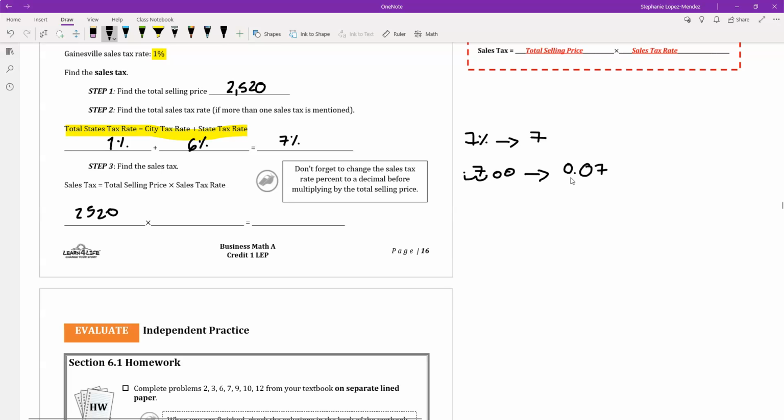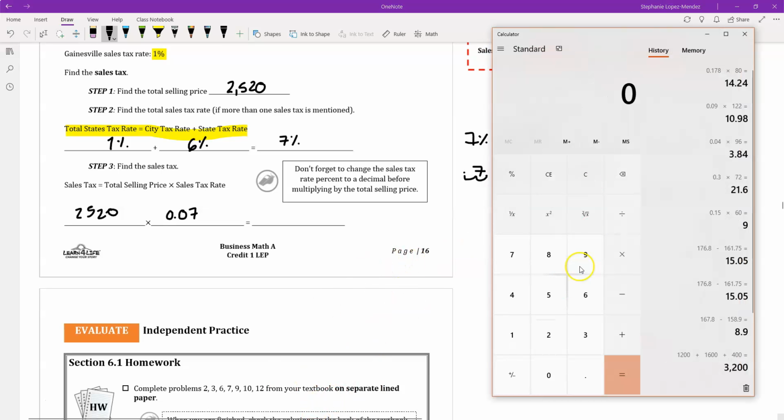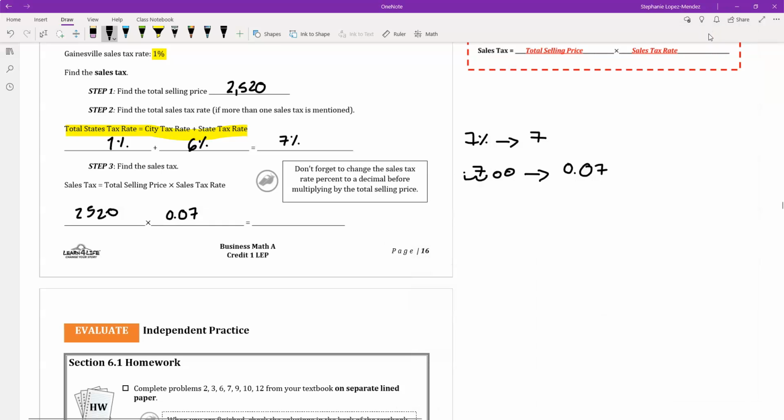Now I know that the total selling price is $2,520. Now I will have to multiply by my decimal amount that we just found. I go to my calculator and it's $2,520 multiply by 0.07. That gives me a total of 176.4. So my answer here is 176.4. And this is my answer.